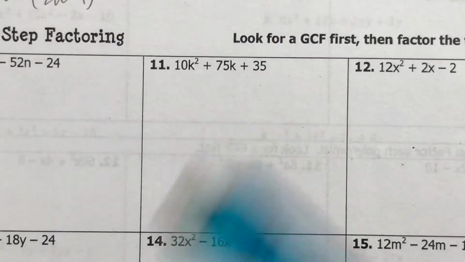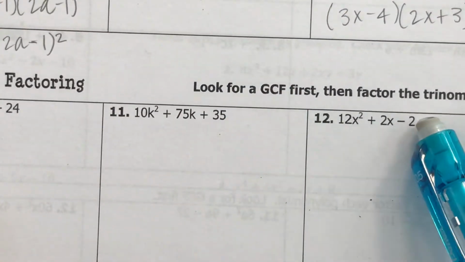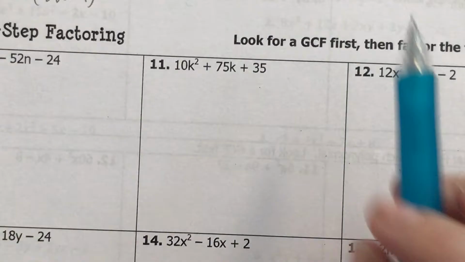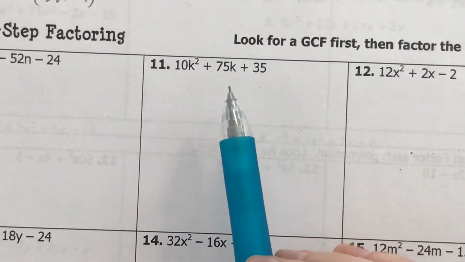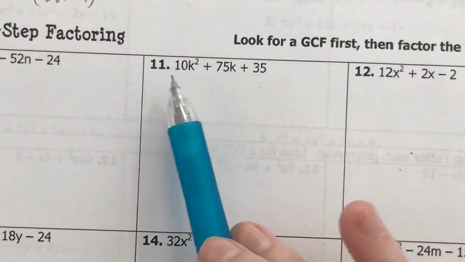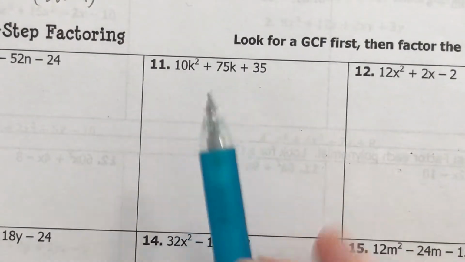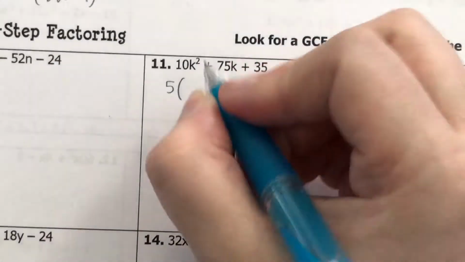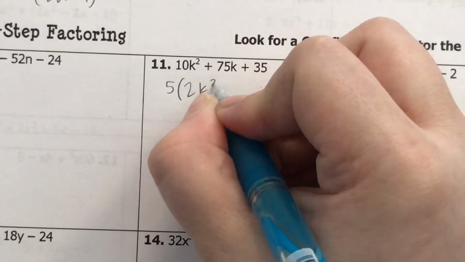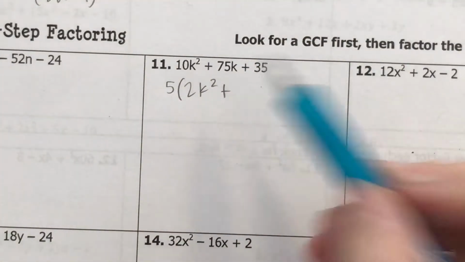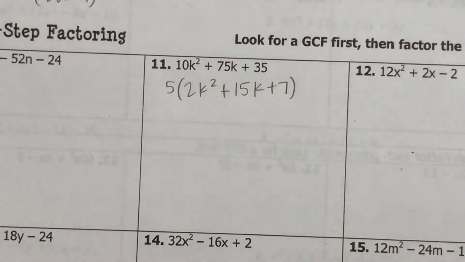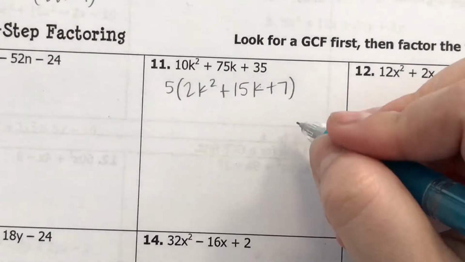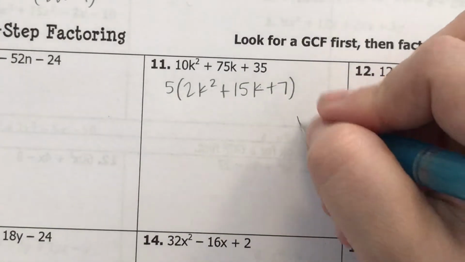Okay, so this time, look for a GCF first, then factor the trinomial. So look for the GCF first, because otherwise you're going to get some crazy huge numbers that I don't think you want to factor. Okay, so it looks like I can take 5 out of everything. So let's do that first. So 5 times 2k squared plus 15k plus 7. Okay, that looks a little bit more manageable.